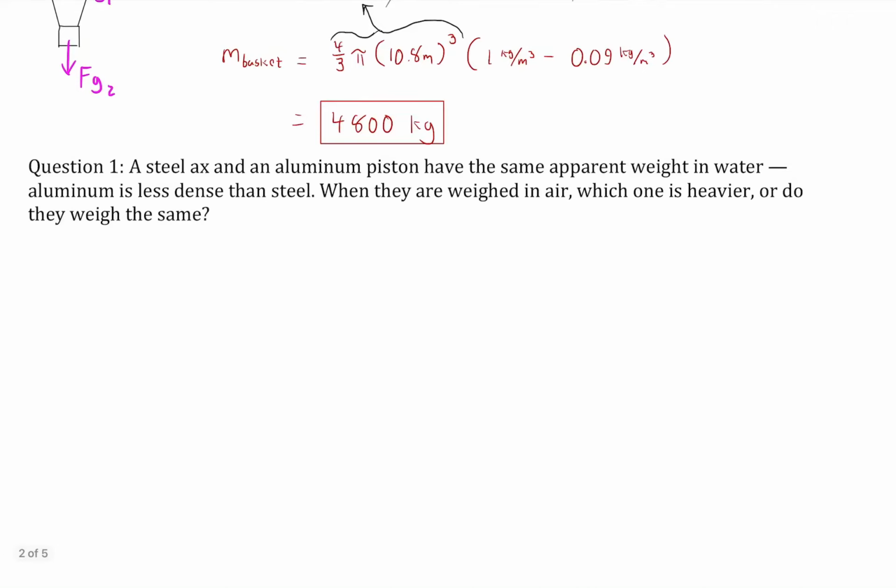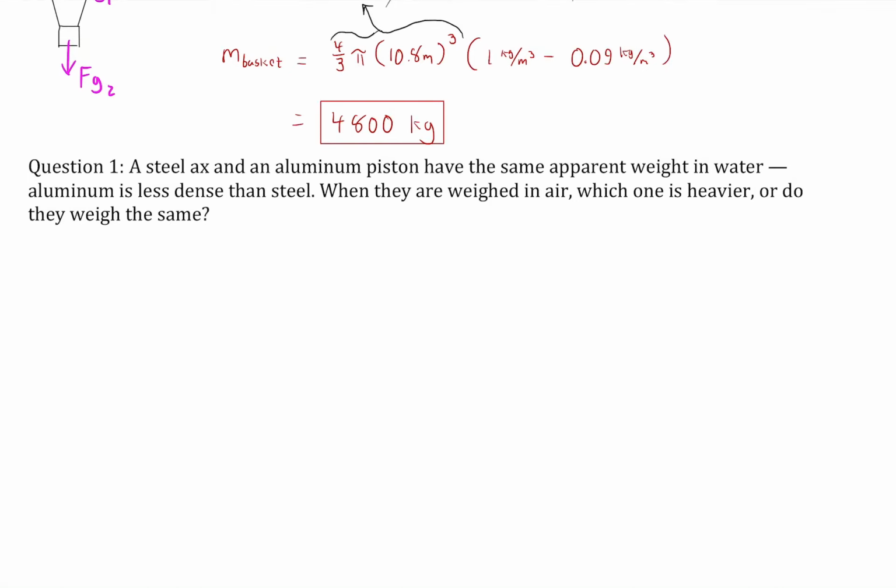So these two different objects have the same apparent weight, right? When they're weighed in water. First of all, we weigh them in water, and they have the same apparent weight, okay? And I remind you that aluminum is less dense than steel, okay? I think we know that, but aluminum is less dense than steel. Okay. So then, when they're weighed in air, which one is heavier? Or do they weigh the same?